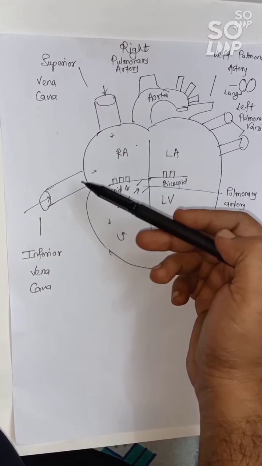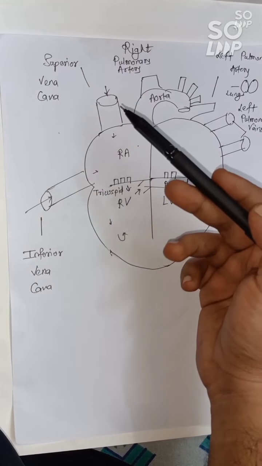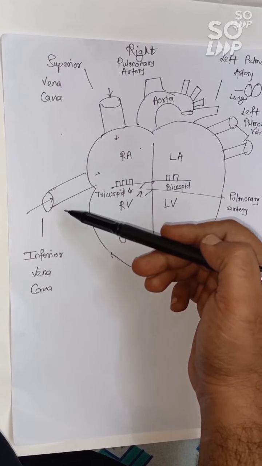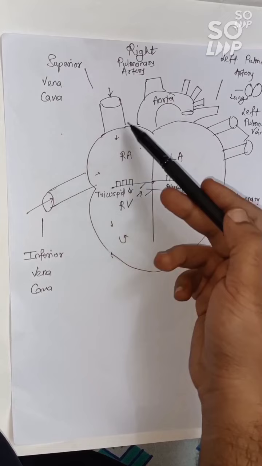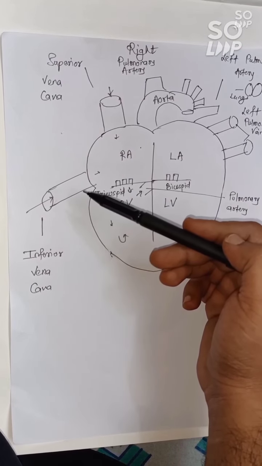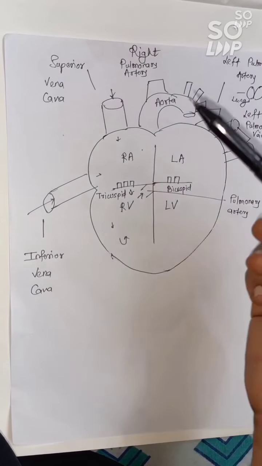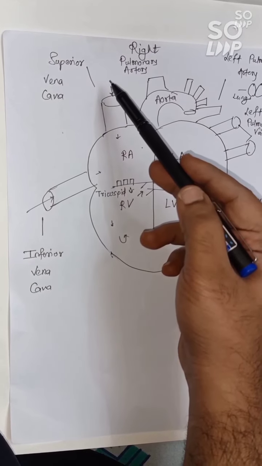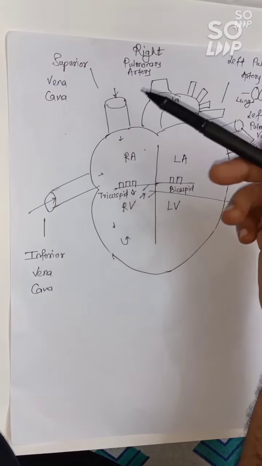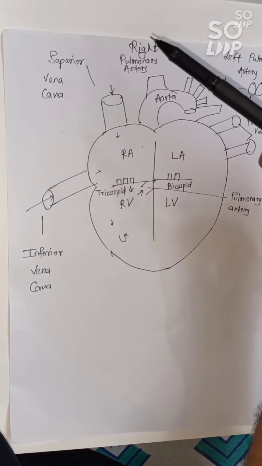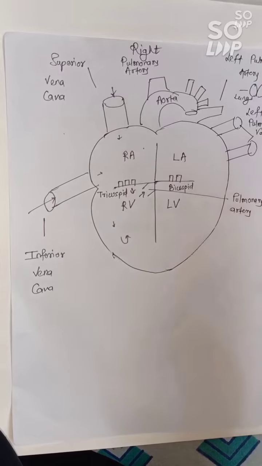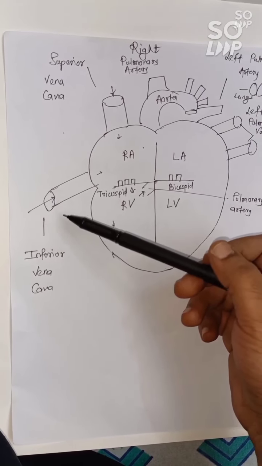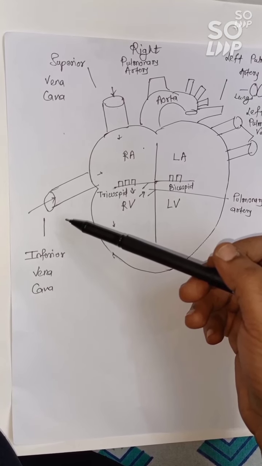There are two major veins in the heart, that is the superior vena cava and the inferior vena cava, which collect the deoxygenated blood to the right atrium. The superior vena cava collects deoxygenated blood from the upper part of the body, that is the brain and the other parts, and the inferior vena cava collects the deoxygenated blood from the lower parts of the body, that is the main organ is kidney.